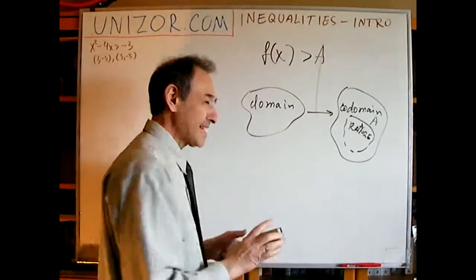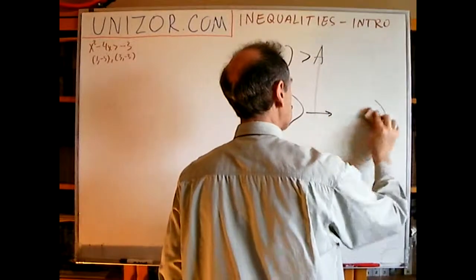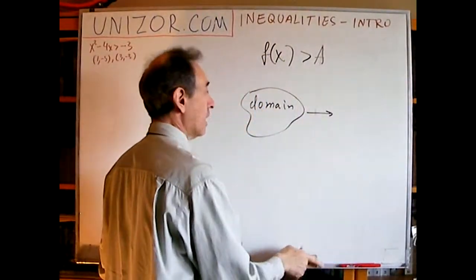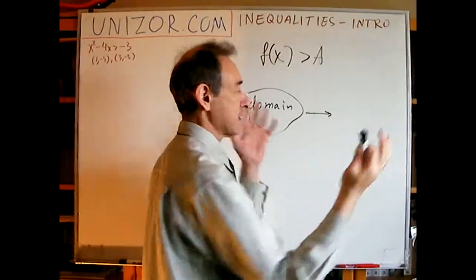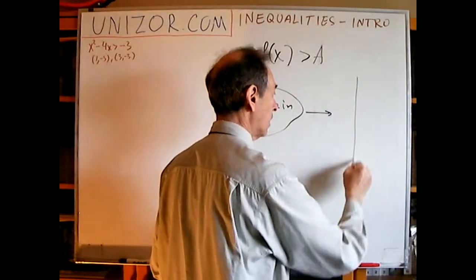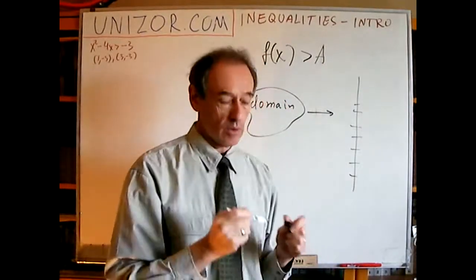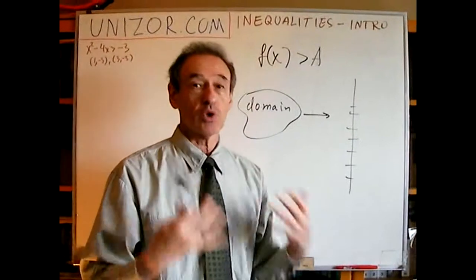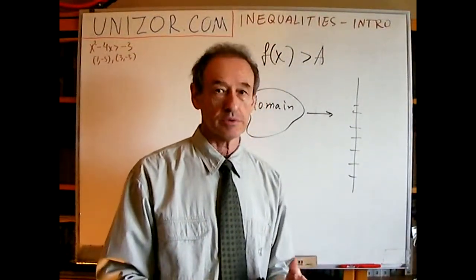Now, what does it actually mean? Well, it means that inside the codomain we have to have a relationship greater. So the codomain cannot be just some abstract set. It should be a set of ordered elements. Ordered means that for every two elements I can always say which one is greater, which one is less. That's very, very important.